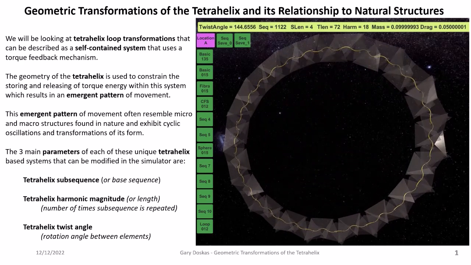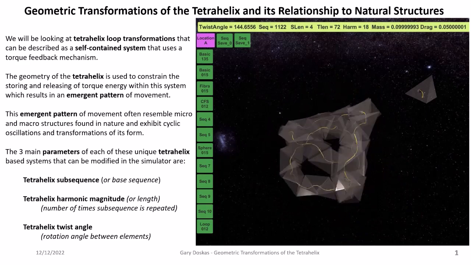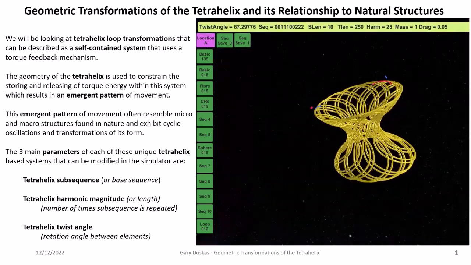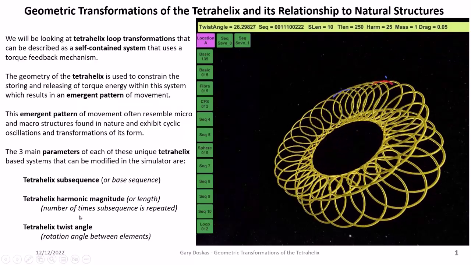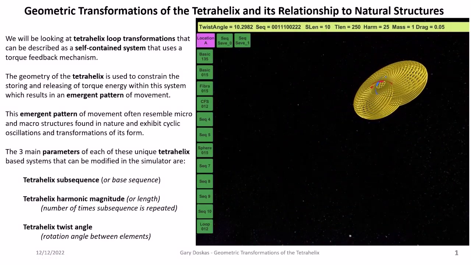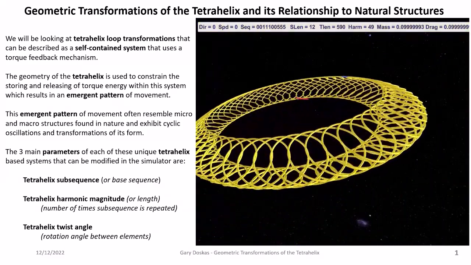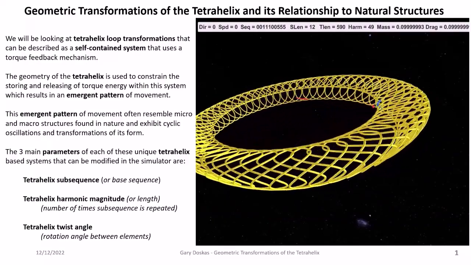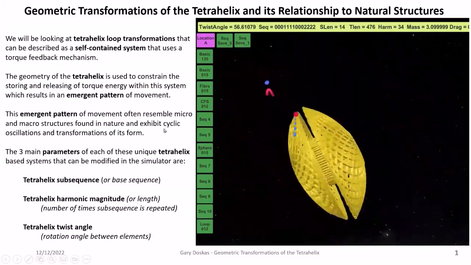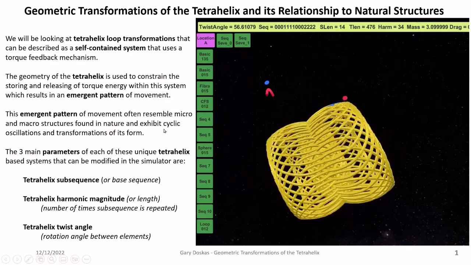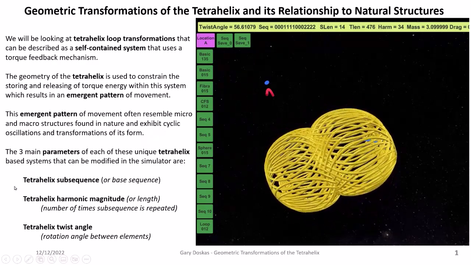The geometry of the Tetrahelix can be used to constrain the storing and releasing of torque energy within the system that results in this emergent pattern of movement. And these emergent patterns of movement often resemble micro and macro structures found in nature and exhibit cyclic oscillations and transformations of its form. And the three main parameters for each of these unique Tetrahelix-based systems that could be modified in a simulator are basically these three following parameters.